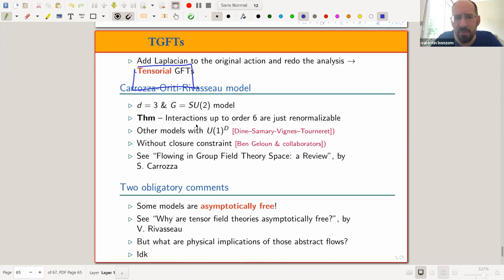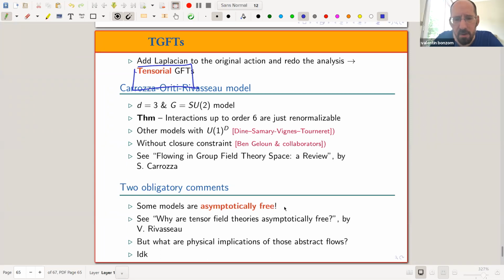And they have shown that the interactions up to order 6 are just renormalizable. So it's a very, very difficult analysis that they were able to do for this type of Boulatov model. There's a review by Sylvain Carrozza that I invite you to check, called Flowing in Group Field Theory Space. Two obligatory comments. Some models are actually asymptotically free, which is amazing from the quantum field theory perspective, because we know QCD to be asymptotically free, which is a difficult theory. It's a non-abelian gauge theory.